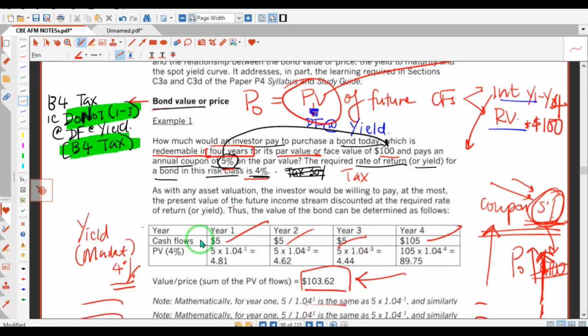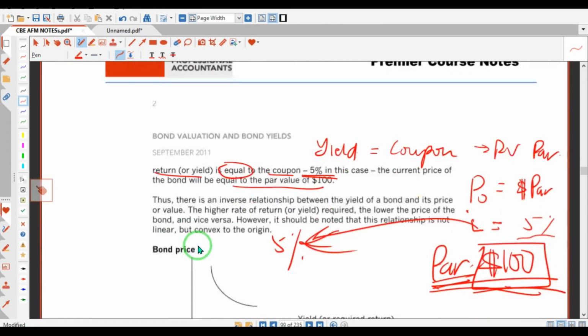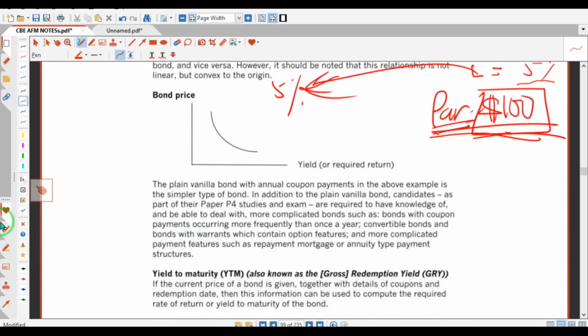But to summarize from example 1, what can we see here? We have a chart here, bond price and the yield. They behave like this. When the yield goes up to say 6%, the price will go down to this level. When the yield goes down to 4%, the price will start to go up. So when the yield is low, the price is high. When the yield is high, the price is low.